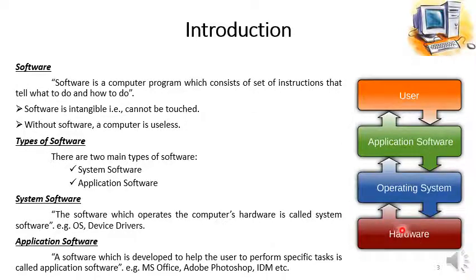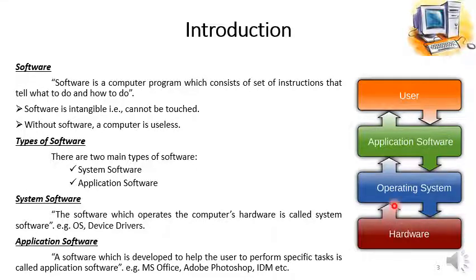Otherwise, without an operating system, this hardware is useless. So we install the operating system on top of the hardware, and then on top of the operating system we install our application software, and this is the application software with which the user interacts. So it's a layered architecture of a computer system, in which at the bottom we have the hardware.